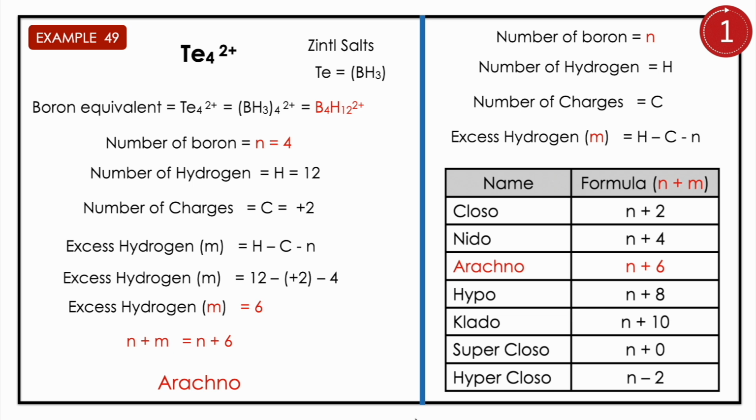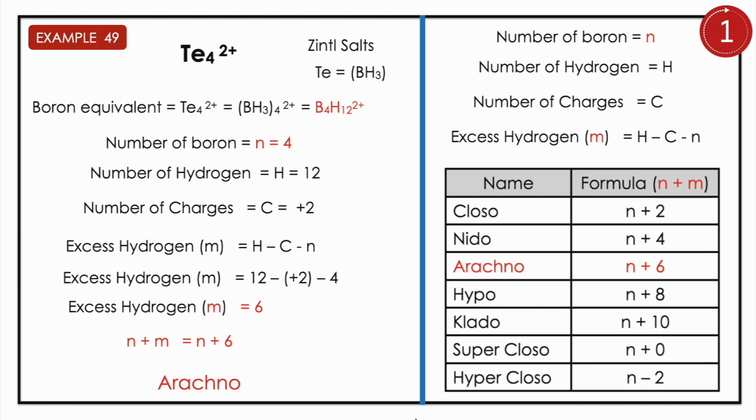Tellurium is in the oxygen group, so the equivalent will be BH3. If you substitute BH3 for tellurium, you have (BH3)4 2+. If you rewrite it, you have B4H12 2+. So the compound becomes simple borane, and you can apply Wade's rule.